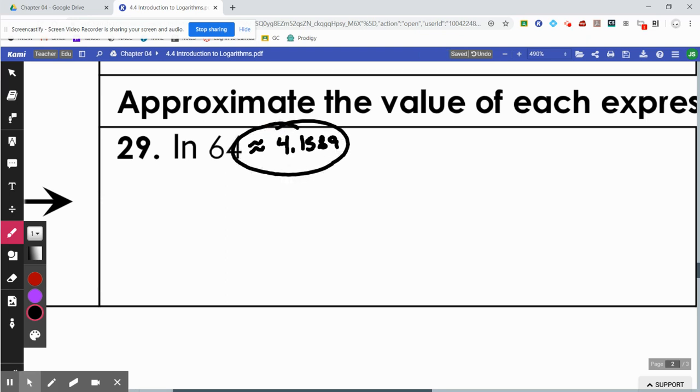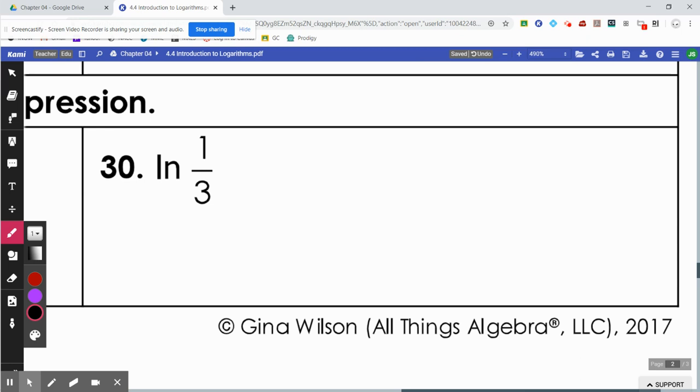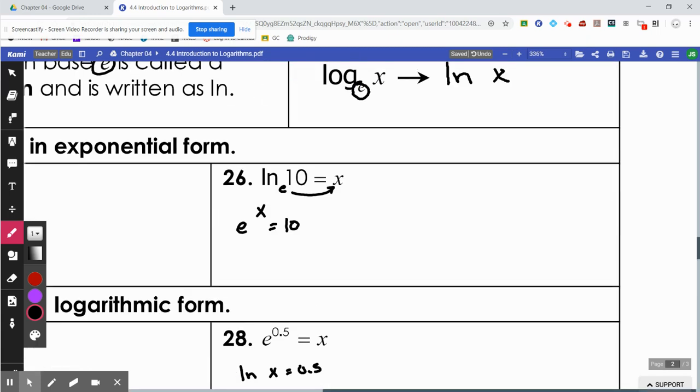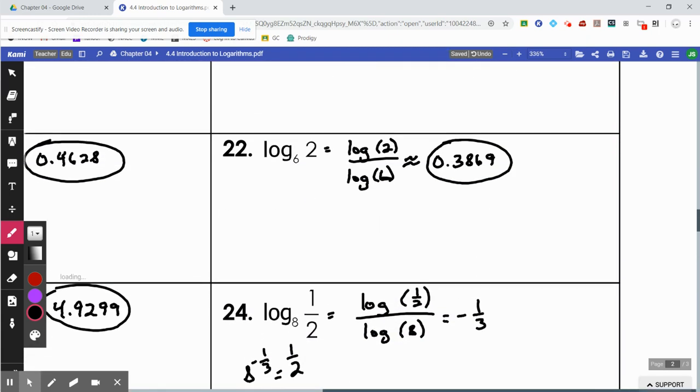4.1589. And then number 30, the ln of 1/3, again, you're just simply typing that into your calculator. That is an approximate value. It's equal to somewhere around negative 1.0986.